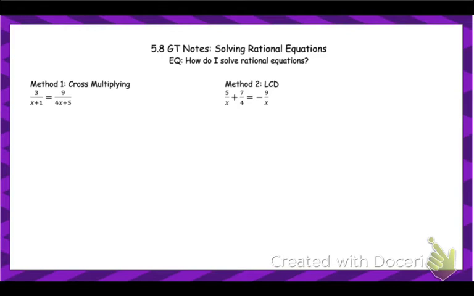Alright, so when it comes to solving rational equations, there's really two different methods you can use. Depending on the setup of the problem, one may be easier than the other. The first method is cross-multiplying. So if you just have a fraction equal to a fraction, cross-multiplying is going to be your best bet here.